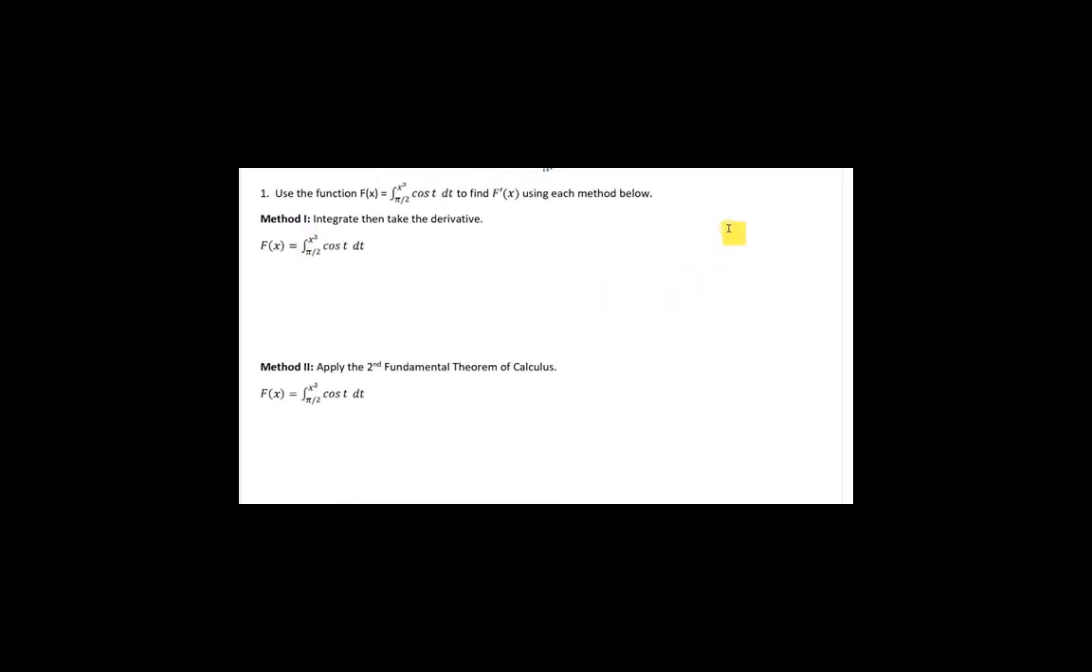If you look at the example below, we're going to start off a nice easy one here. It says that the function f of x is given by the integral pi halves to x cubed of cosine t dt, and we want to use this to find f prime of x using the methods below here.